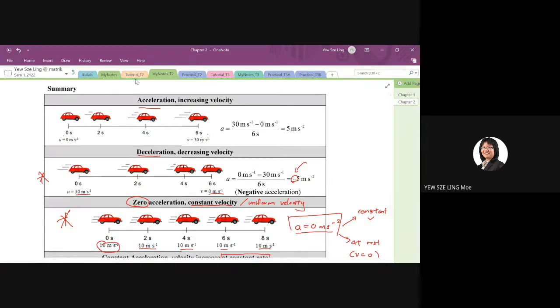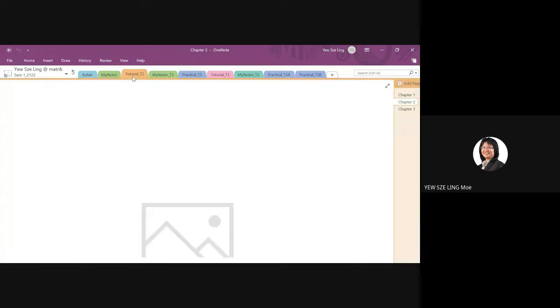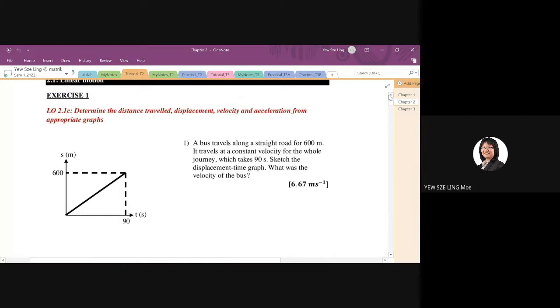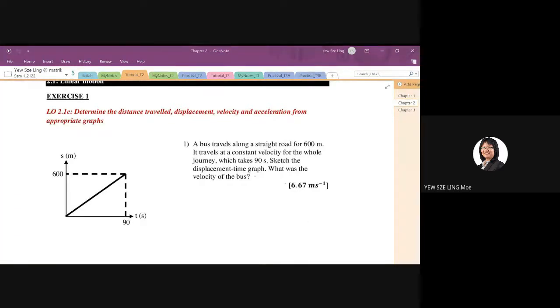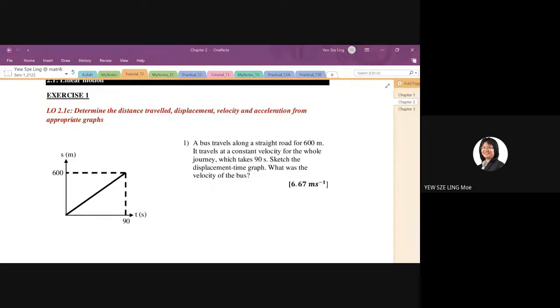So today let's look at the graph. Let's go back to the graph in your module. Exercise 1: a bus travels along a straight road for 600 meters. It travels at a constant velocity for the whole journey, which takes 90 seconds. What was the velocity of the bus?